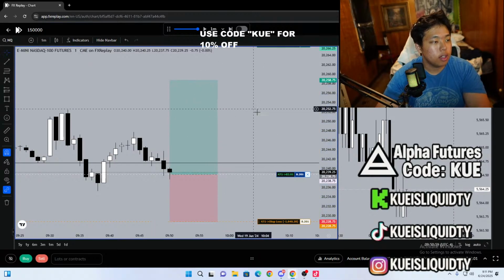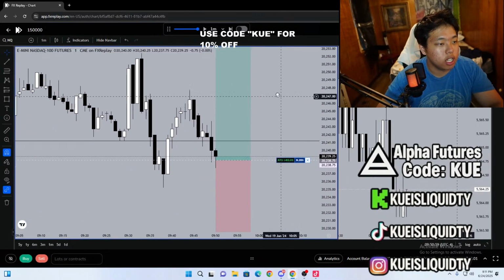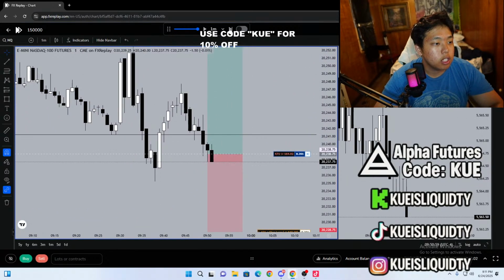Target 2R. Let's see what happens. We can target first internal liquidity, right? Let's see what happens here.